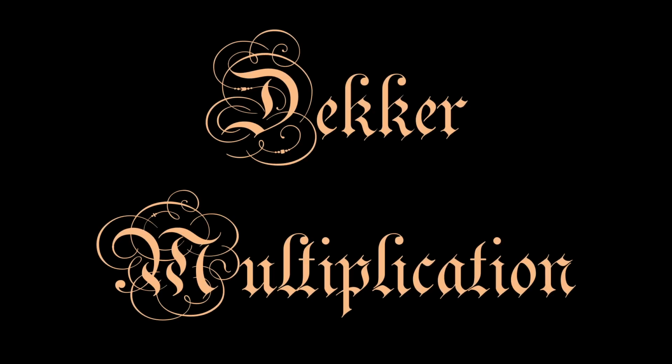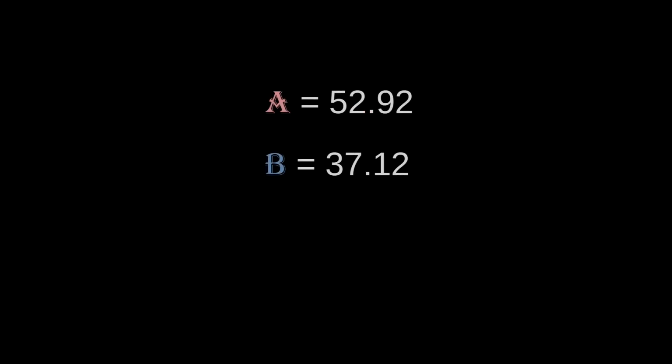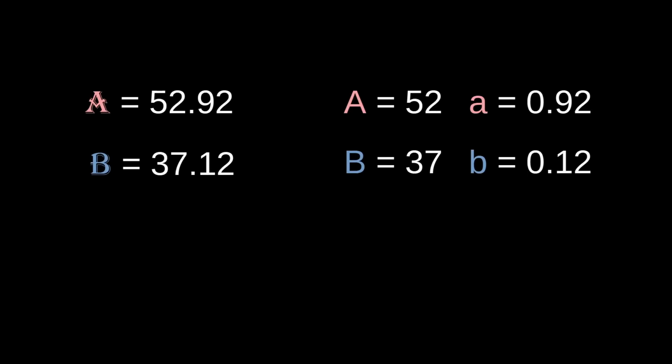We're going to multiply two double doubles together. We've got A and B. A is set to 52.92. B is set to 37.12. If we just look at the components of that, we've got capital A is 52, capital B is 37, and then the lowercase letters are 0.92 and 0.12.